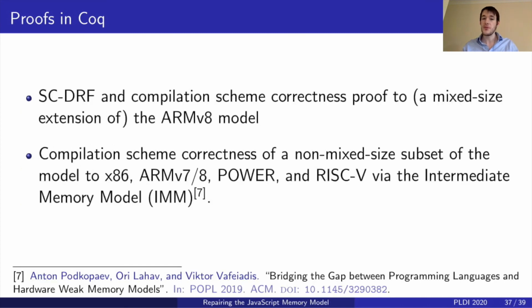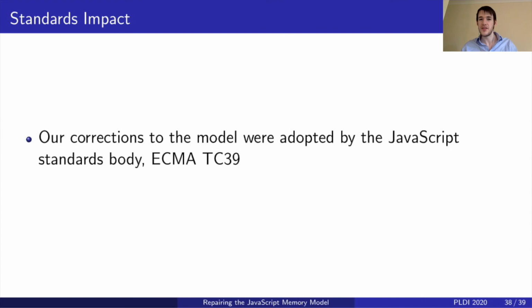Once we had built confidence in our corrected JavaScript model and in our proof strategy, we fully mechanized and verified the relevant properties in Coq. In addition, for a subset of JavaScript with no mixed-sized accesses, we plug into the existing intermediate memory model proof infrastructure, getting us a number of compilation scheme correctness results for free. And all of this being said and done, our corrected model was adopted into the JavaScript standard.